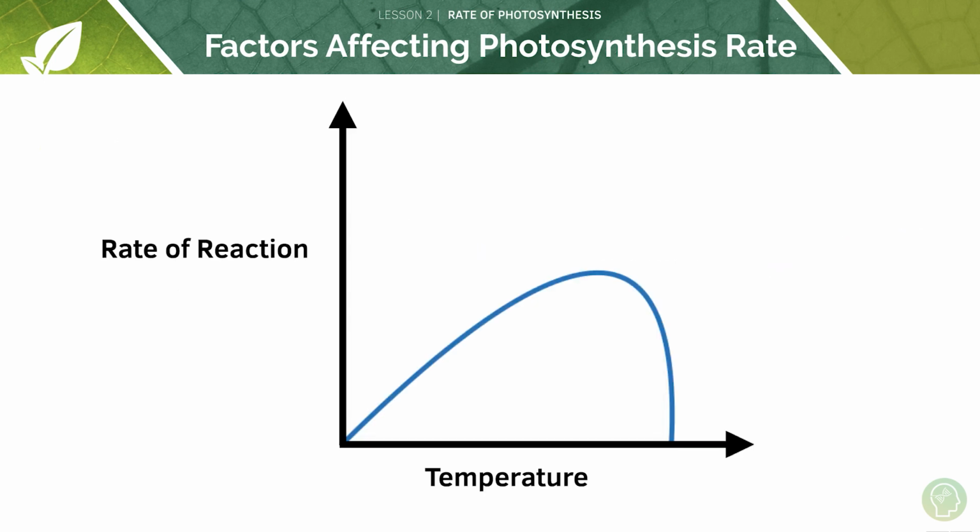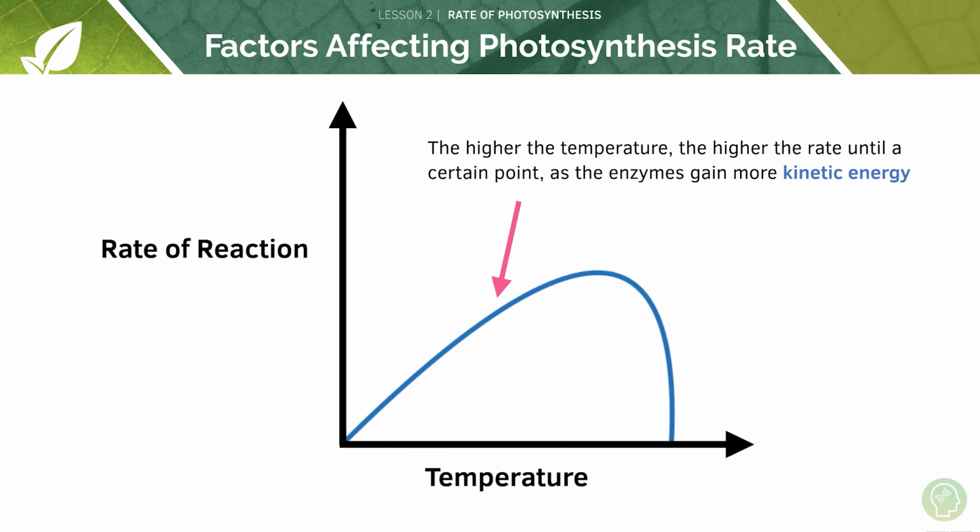Now let's move on to the effect of temperature. So again, do the same as before, decide your dependent and your independent variables, and I'll just give you a few seconds to do that. So your independent variable is the temperature on the x-axis, your dependent is the rate of reaction on the y-axis, and I know that because usually the independent variable goes on your x and your dependent on your y. So this means that we're controlling our temperature and seeing how the rate of photosynthesis varies with this. So we can see that the higher the temperature, the higher the rate until a certain point, because the enzymes are gaining more kinetic energy from the increasing temperature.